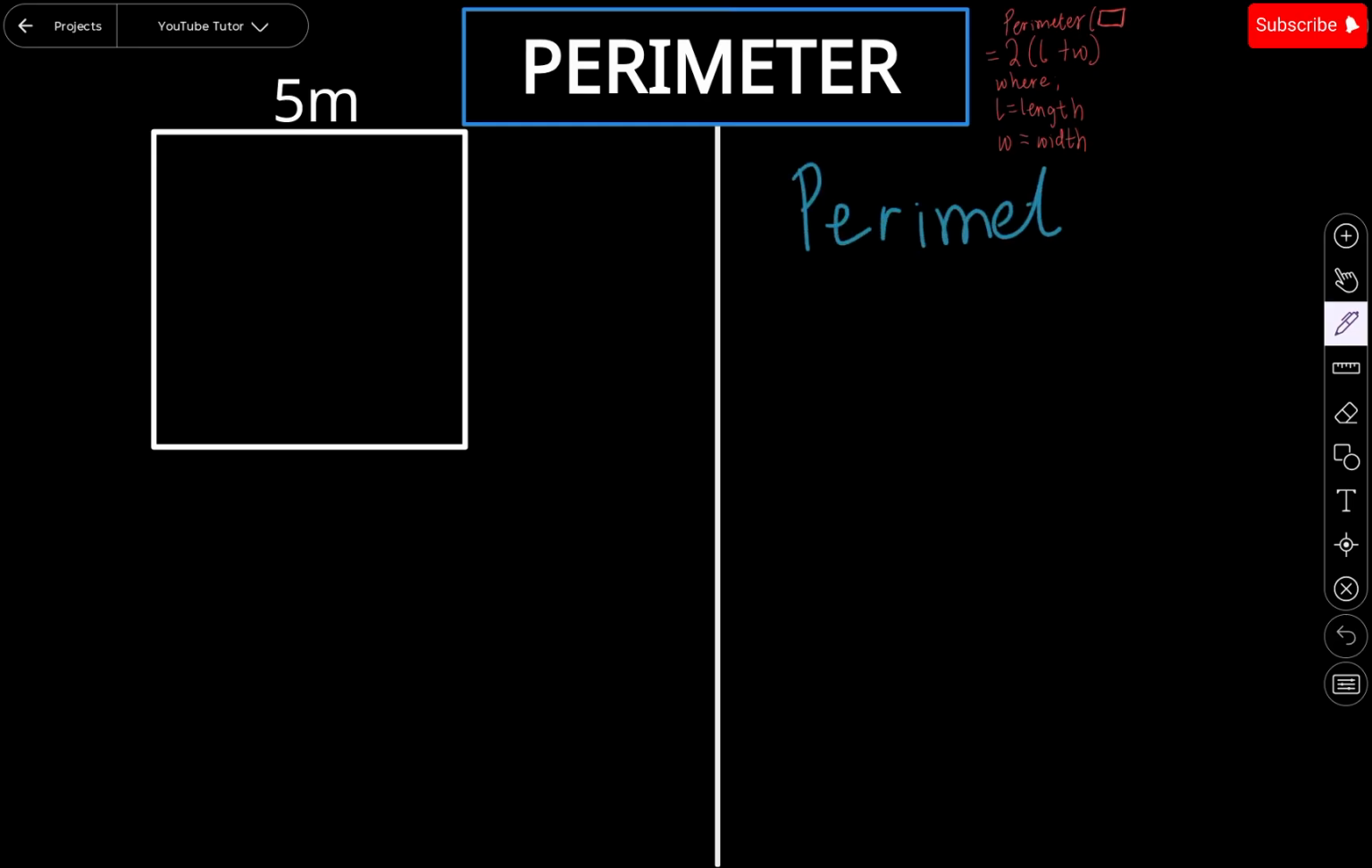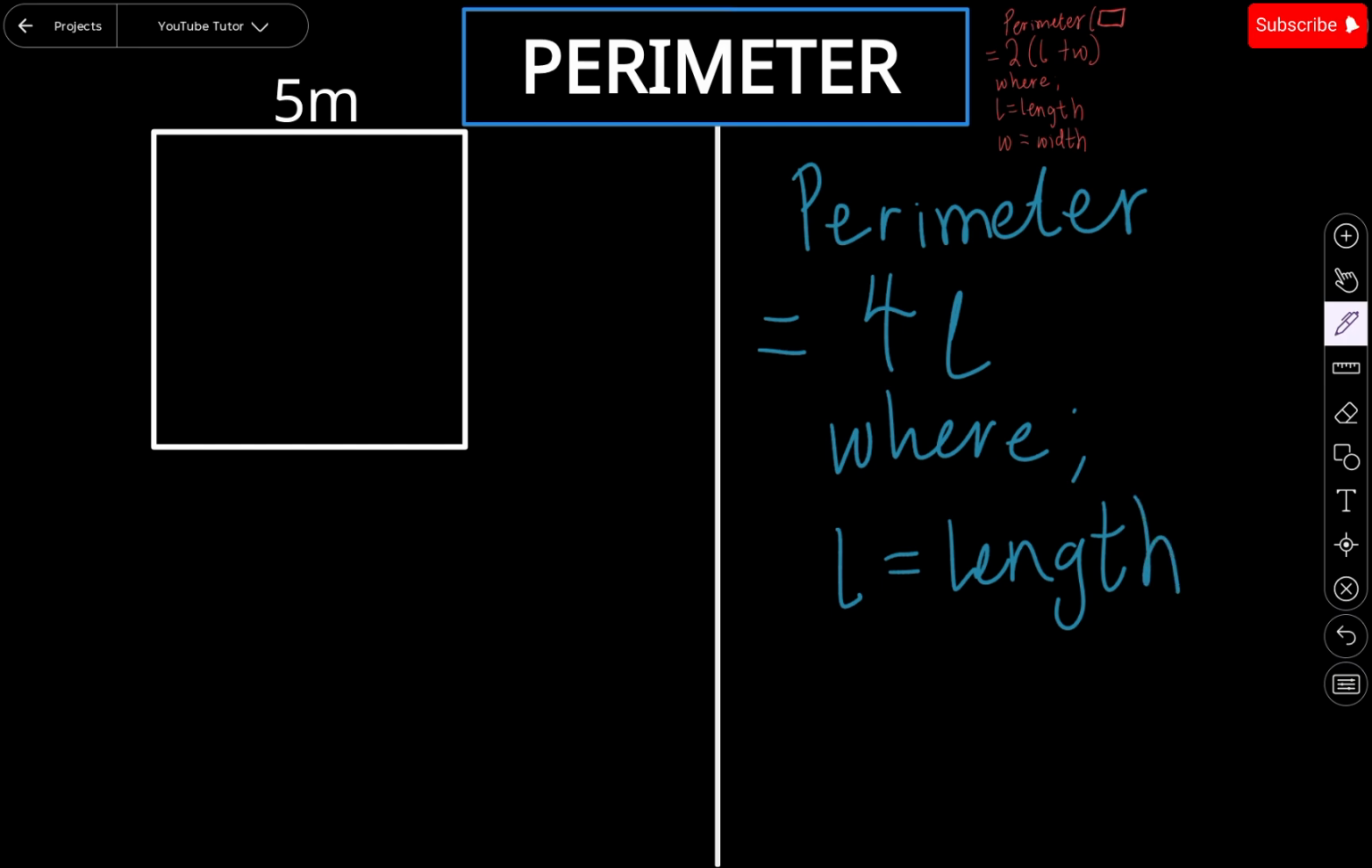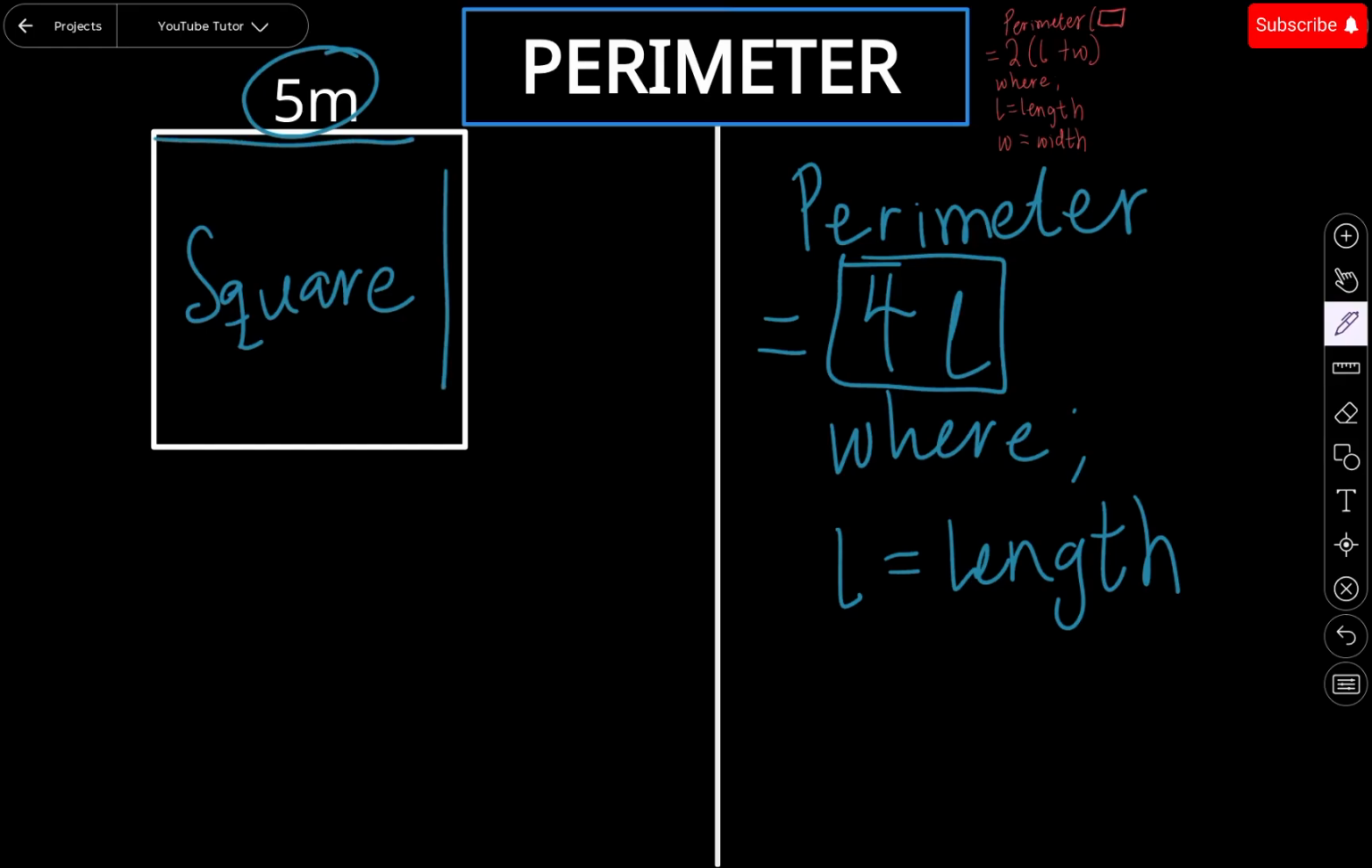Now, here comes perimeter of a square. So you'll be asked, find the perimeter of a square. The way to do it is just 4 times L. Now, we know from the rectangle that L is length. This figure right here is a square. I just kept it for the video sake. Now, we see 5 meters here. The reason why square is 4L is because this length, this length, this length, and this are all the same.